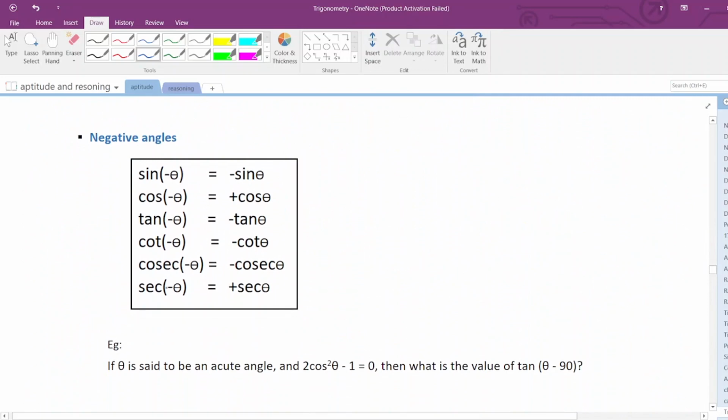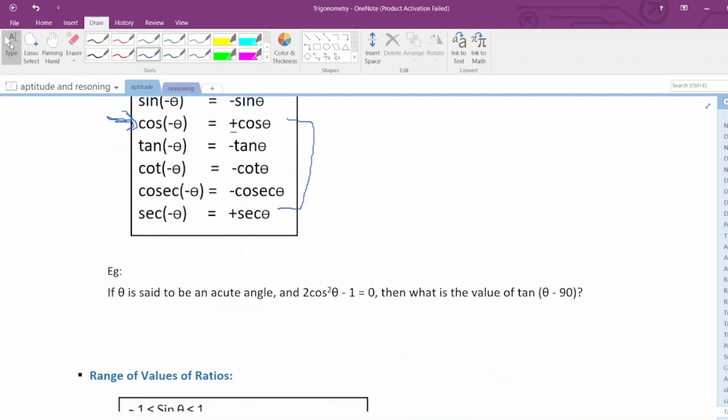And please remember all these points. These points are very important. Negative angles: sin minus theta is equal to minus sin theta. Cos minus theta is equal to plus cos theta. Only for cos theta and secant theta, even though the angle is negative, it will be positive, okay? But in the remaining cases, tan minus theta is equal to minus tan theta, cot minus theta is equal to minus cot theta, and cosecant minus theta is equal to minus cosecant theta. Except cos, just remember only the cos.